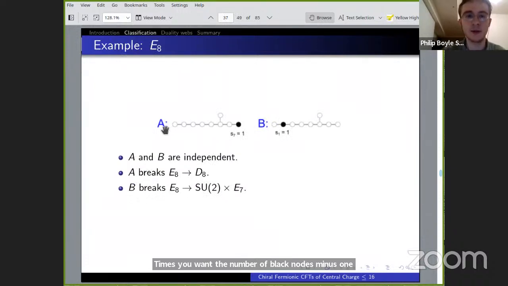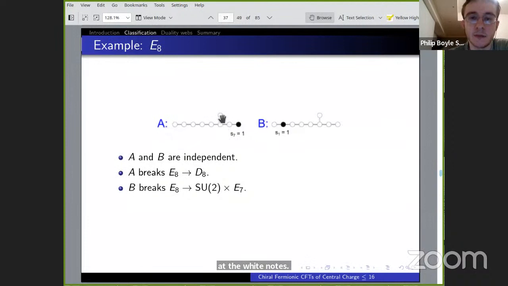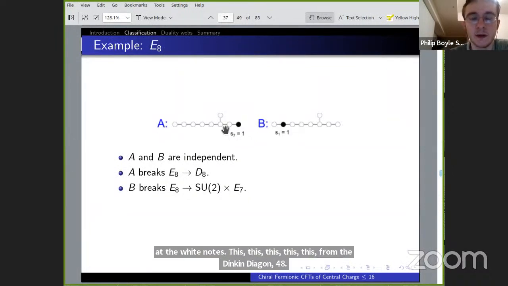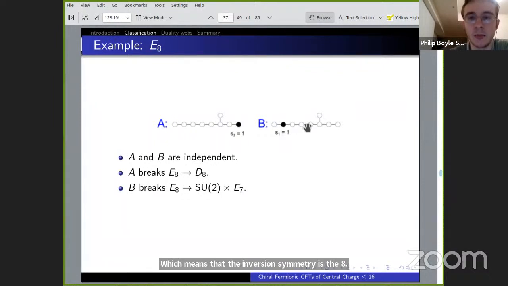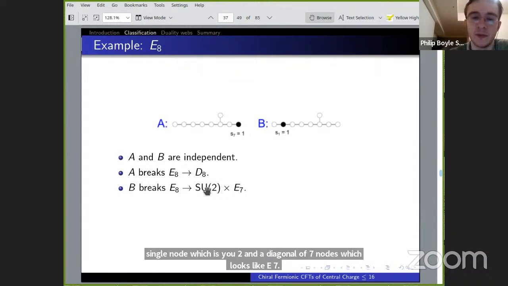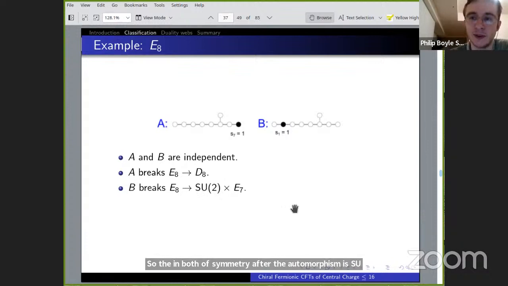So let's go back to our example. First of all, we know A and B are definitely independent because they're not related by a diagram automorphism. Okay. I've got to look at the time. So let's read off the unbroken subalgebras. For A, we see there's only one black node, and therefore there's no U(1) factor. So we just look at the white nodes. And these form the Dynkin diagram for D8, which means that the unbroken symmetry is D8. Similarly, for B, there's no U(1) factor, but now the unbroken symmetry splits in two. So there's a single node, which is SU(2), and a diagram with seven nodes, which looks like E7. So the unbroken symmetry after the automorphism is SU(2) times E7, which will be useful in a moment.